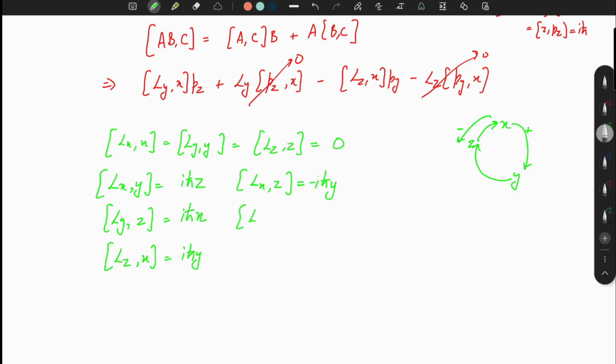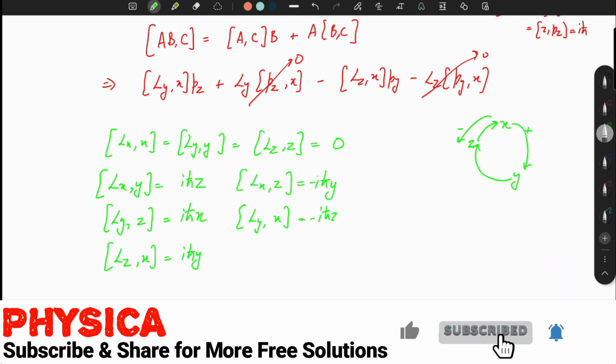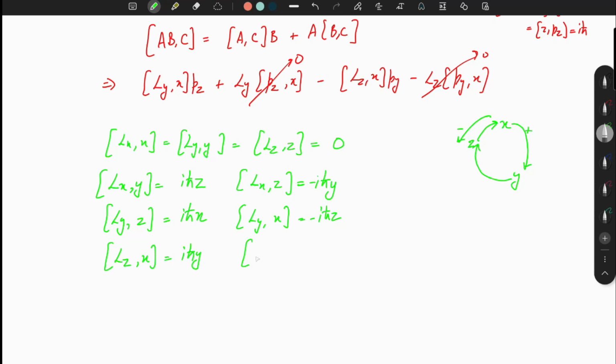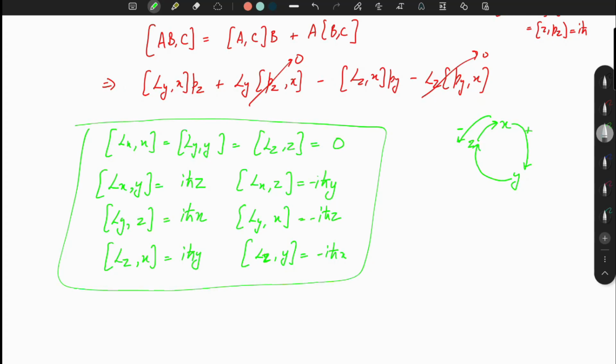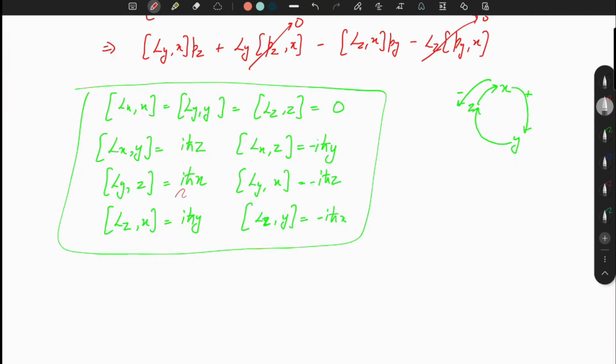Similarly, the commutator of Ly comma x is also in the opposite order, because after y, z should come. It is x after y, so it will be minus i h cross z. And the commutator of Lz comma y will be minus i h cross x. So these are some of the results for position and angular momentum operators. Now we will use these. First is the commutator of Ly comma x. So Ly comma x is minus i h cross z.